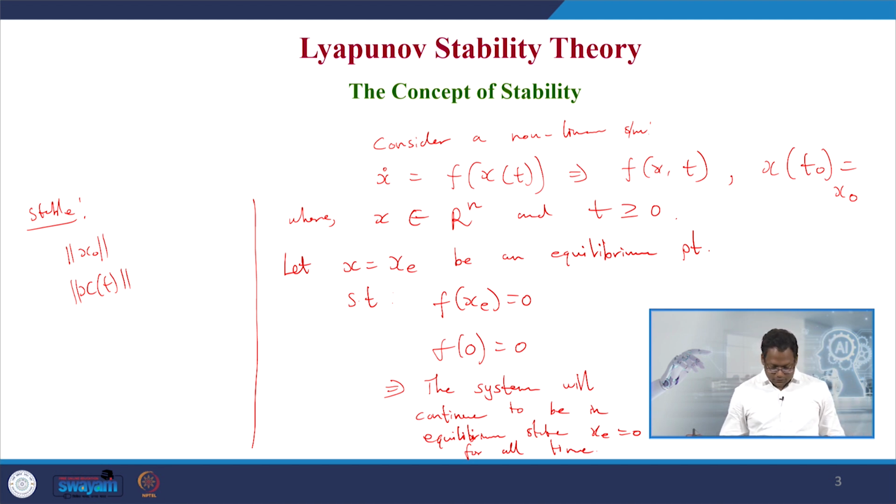I repeat, the equilibrium point is said to be stable in the sense of Lyapunov if we are able to select a bound on the initial condition x naught that will result in the trajectory of the system x of t lying within a chosen boundary. So, this is the definition or basic concept of stability in Lyapunov stability analysis.